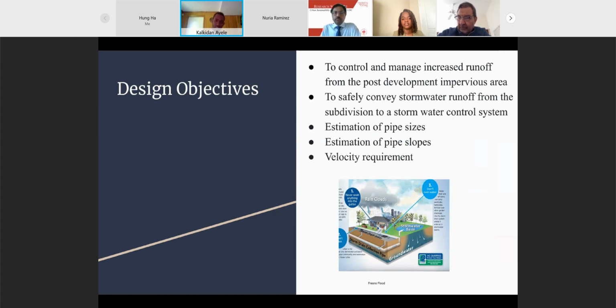Here are the design objectives. The design objectives are to control and manage increased runoff from the post-development impervious area, and to safely convey storm runoff from the subdivision to the stormwater control system. In the design, we estimate pipe sizes, pipe slopes, and the velocity requirements. Next slide, please.